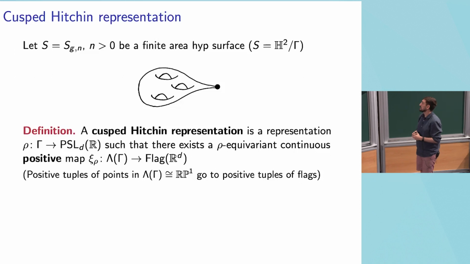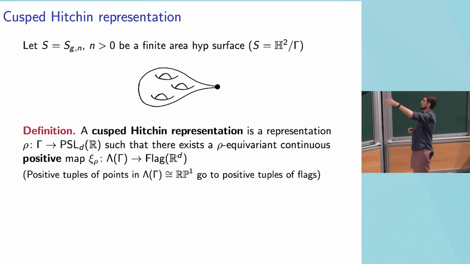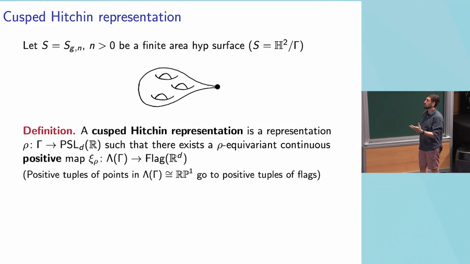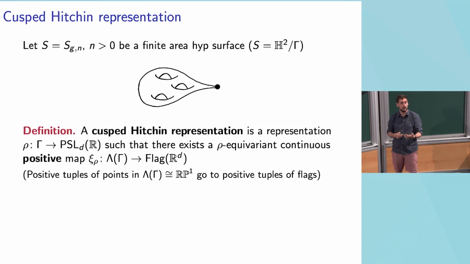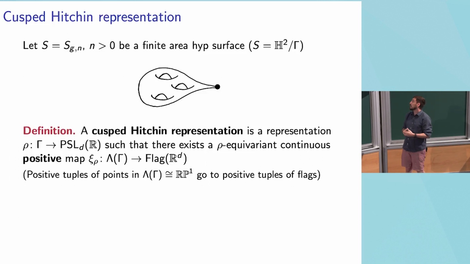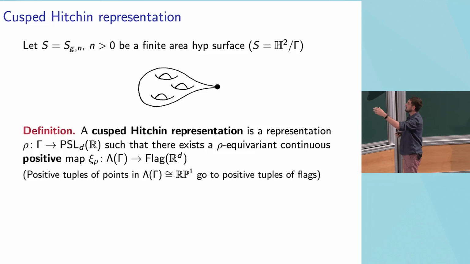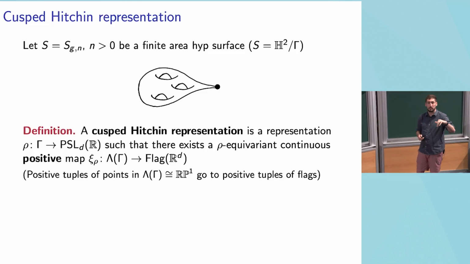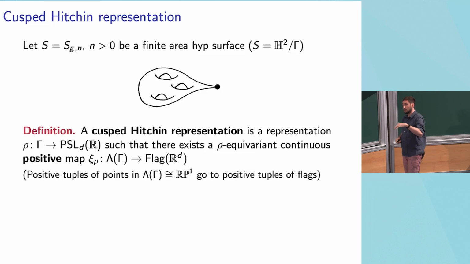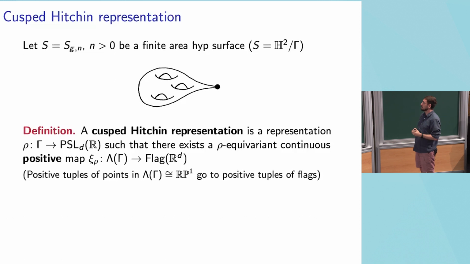And now a cusped Hitchin representation is a representation of this Gamma, which is a subgroup of PSL2R, into PSLdR, with one of these very nice maps that we've seen throughout the conference, okay? And what I want this map to be is rho-equivariant and continuous from the limit set of Gamma to the space of flags in Rd. And I want this map to be positive, meaning that I have a notion of positivity in RP1. I want that to be preserved when I apply this map.